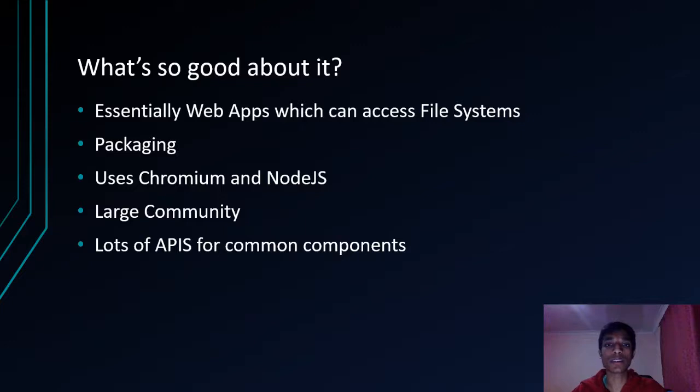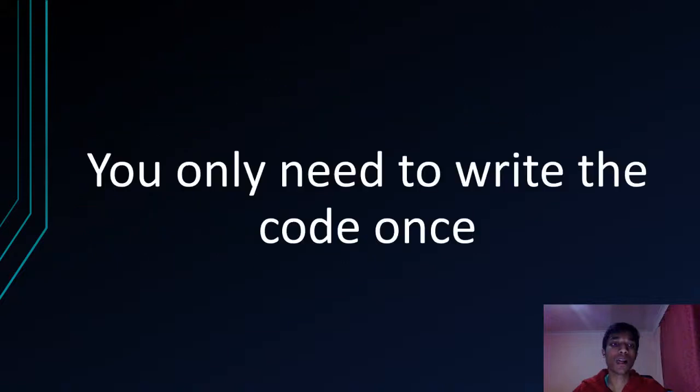So with a lot of desktop applications, there's a lot of common components as well. So you have your taskbar, you have your main menu, your context menu, keyboard bindings. ElectronJS takes care of this and actually provides you with easy to use APIs to help customize that and link it to your application. So the main feature is, however, you only need to write the code once.